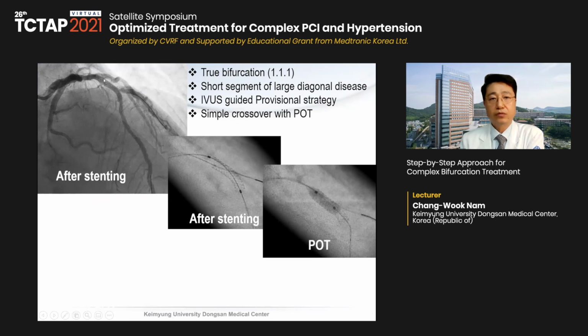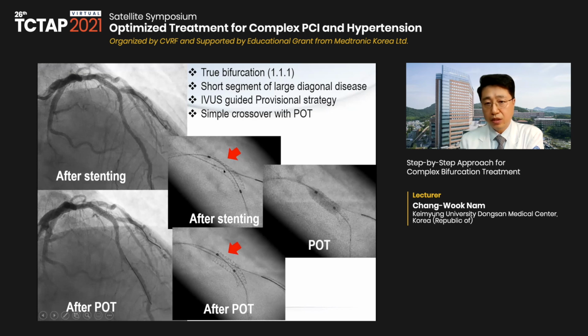So in this case, I did a simple crossover stenting and did POT with a balloon. And after POT, you can easily detect the different size of the proximal POT compared to the upper side and lower side. Definitely the lower side has increased lumen.